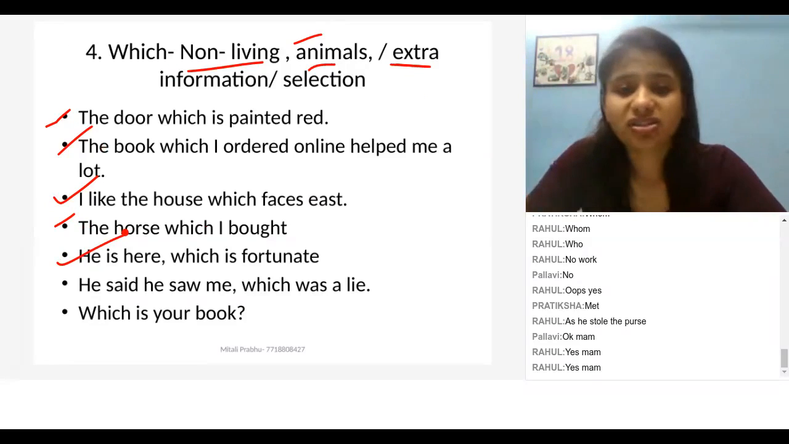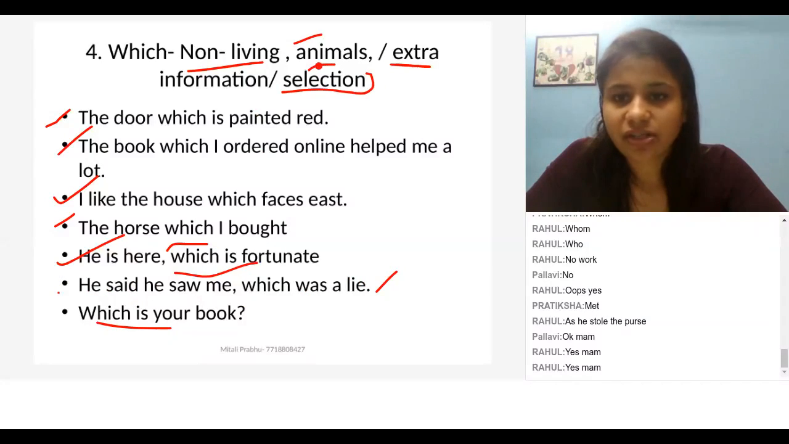Okay. Now this is just a phrase. So if you cannot use that here, you have to use which. Okay. He said he saw me, which was a lie. Again, which is your book. So if you want selection, if it is a question, then you use which.